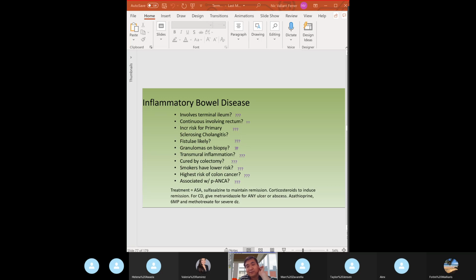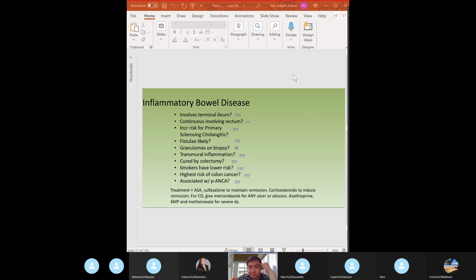Although I don't like to use that word. It is protective for, what is this, UC or Crohn's? Smokers have lower risk. UC. So smokers have higher risk for Crohn's. That's why they say smoking is protective for UC. Although I don't like to use the word protective, because you don't tell your UC patients, go out and smoke, right? No, of course not.